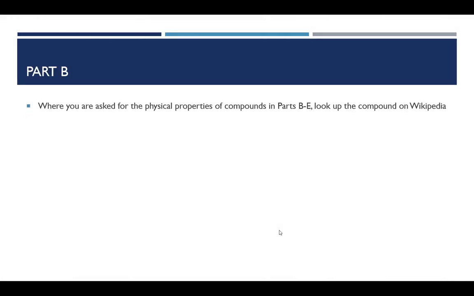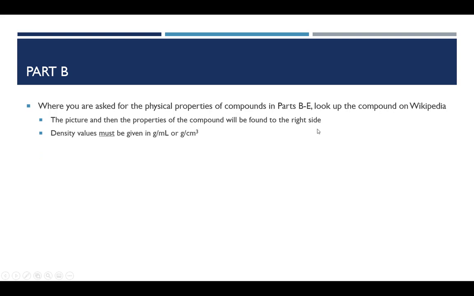So in Part B, when you're asked to determine the physical properties of the compounds in parts B, C, D, and E, it's sufficient to just look up the compound on Wikipedia. And you will usually see the picture off to the upper right part of the web page, and then as you scroll down you'll see the properties on the right side in tables.